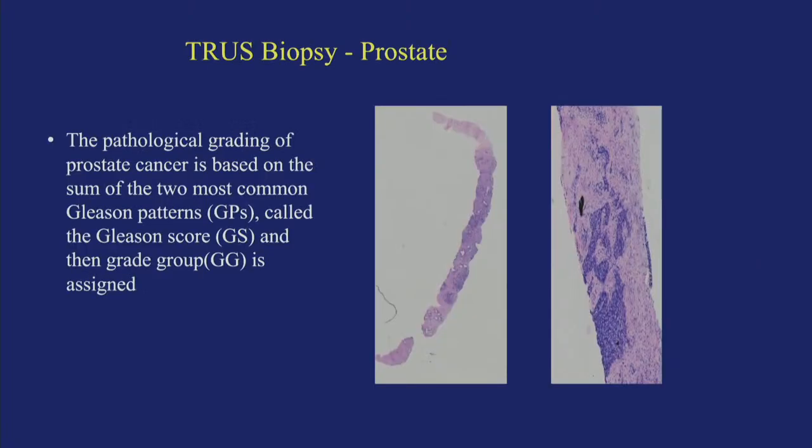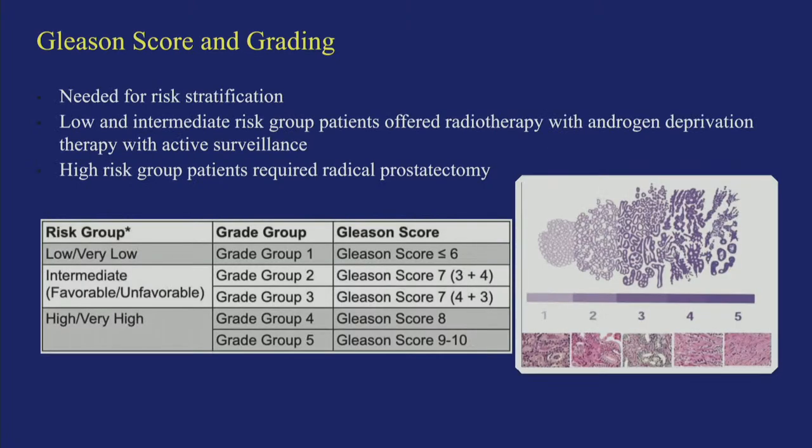So when we get a TRUS biopsy, the role of the pathologist is to evaluate what the tumor is and what the tumor grade is. And this we give based on the pattern which we are seeing, which is called the Gleason pattern. Then we give a score, which is called the Gleason score, and then we give a final grade group. So what is the importance of this grade group? Now, this is mainly used for risk stratification of the patient. So you have five grades.